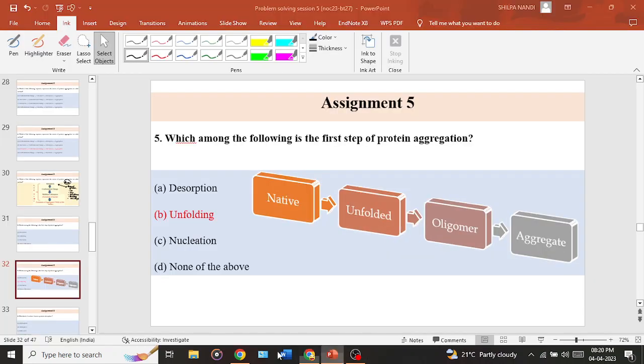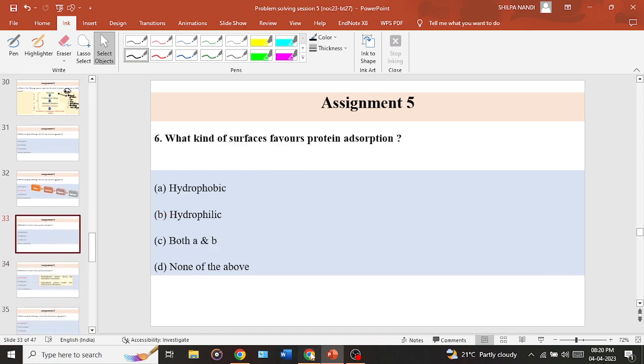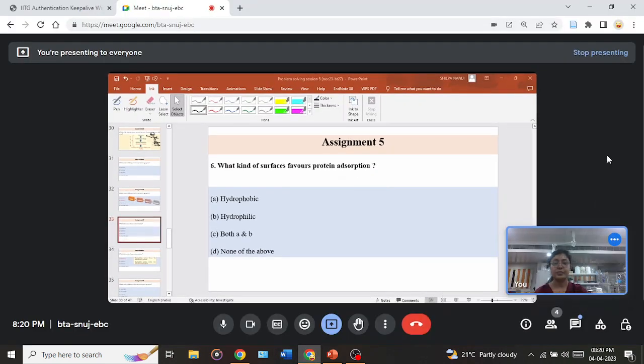Okay. So we will move on to our sixth question, which is: what kind of surfaces favors protein adsorption? Your options are A, hydrophobic surfaces; B, hydrophilic surfaces; C, both A and B, that is both hydrophobic as well as hydrophilic surfaces; and D, none of the above. Think about the most appropriate option for what kind of surfaces favors protein adsorption.